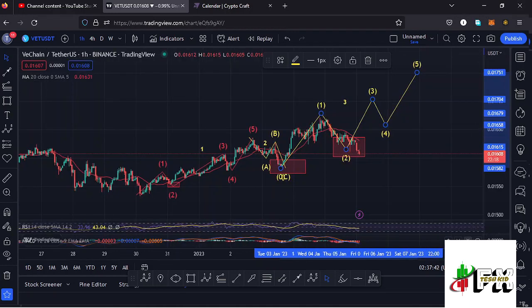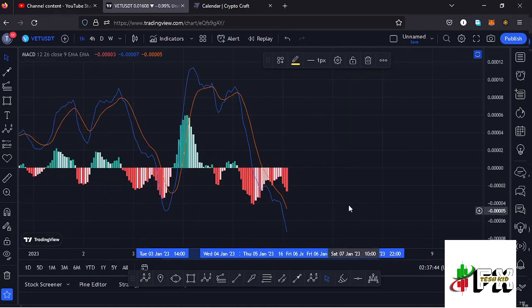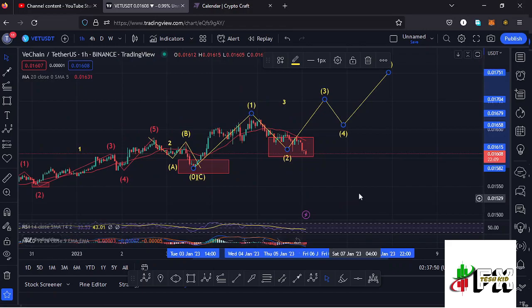Also taking a look at the MACD, we have printed a bearish cross, and we are seeing a bit of an increase in the ascending momentum. So let's be patient and see how that plays out, and I'll keep you updated.